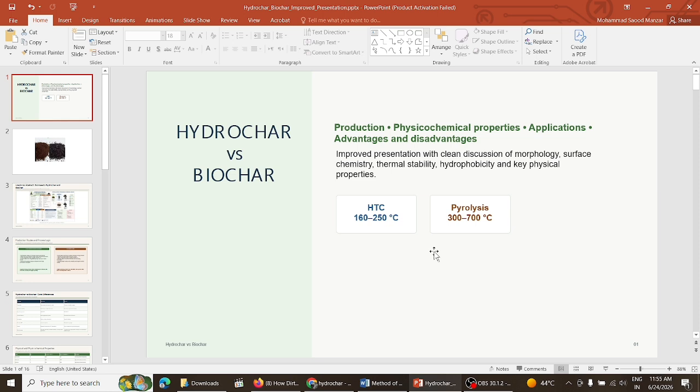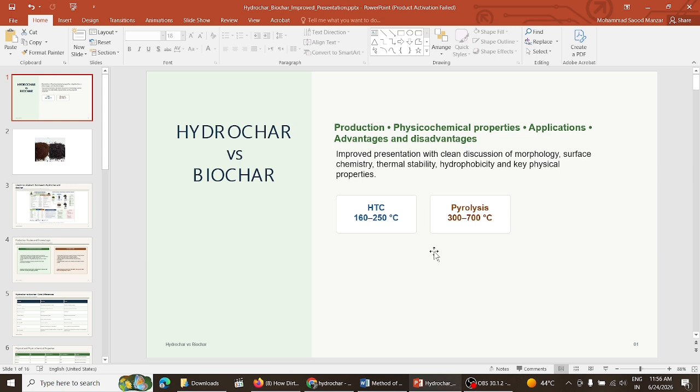So we all know that hydrochar and biochar are both carbon-rich materials produced from different feedstock, mainly biomass, but they are formed by different processes and show different physical, chemical, and adsorption properties. For example, hydrochar is prepared by hydrothermal carbonization. The temperature lies from 180 to 250, or 160 to 250, and some people use 120 to 250. It uses wet biomass, the water requirement is high, the oxygen content is high, the carbon content is moderate, and the yield is much higher as compared to biochar.